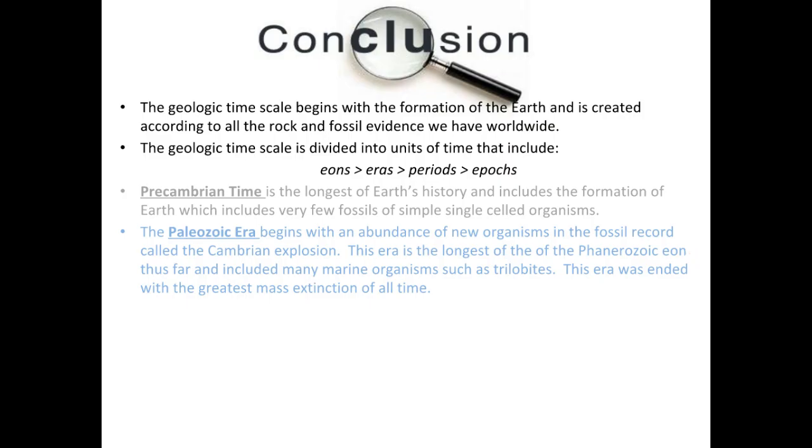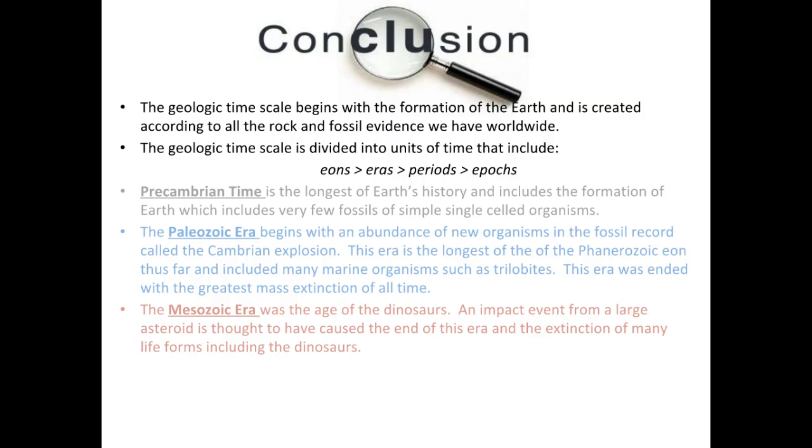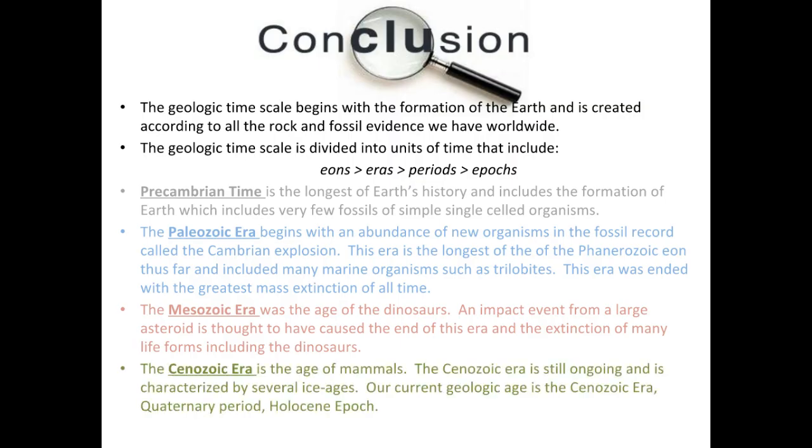This era ended with the greatest mass extinction of all time, which began the Mesozoic Era, the age of the dinosaurs. A large impact event is thought to have ended this era and the extinction of many life forms, including the dinosaurs, which begins the Cenozoic Era, the current era, where mammals seem to dominate according to the fossil record. And the Cenozoic Era is still ongoing.